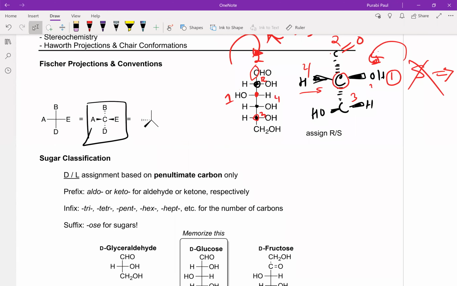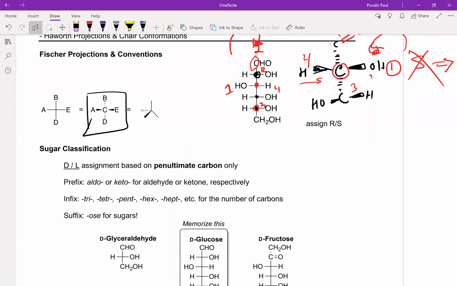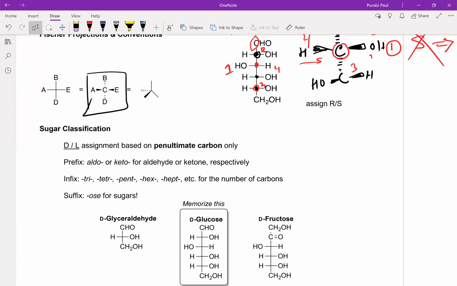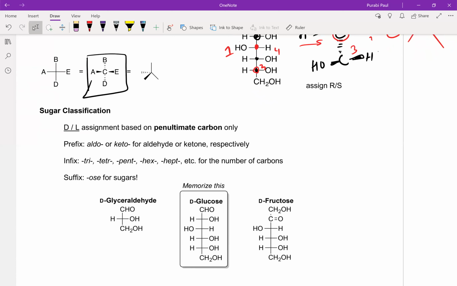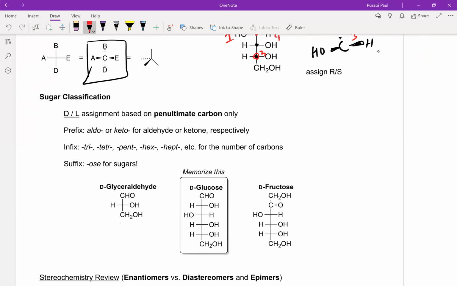So next we move on to D and L assignments, okay? And it's really important to remember the D and L assignment is only based on the penultimate carbon, okay? So what does it mean by penultimate carbon? The penultimate carbon is the carbon that is one carbon up from the last carbon. So let's look at the D-glyceraldehyde right here. The last carbon is this one right here, so its penultimate carbon would be this one right here, okay? So the D and L assignment would be based on that configuration of that carbon, okay?